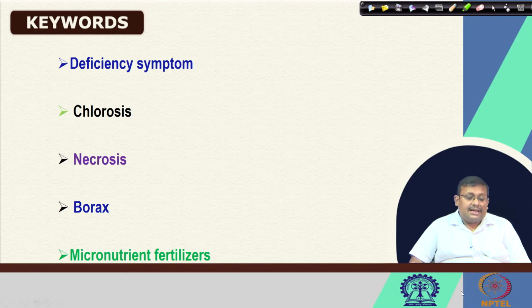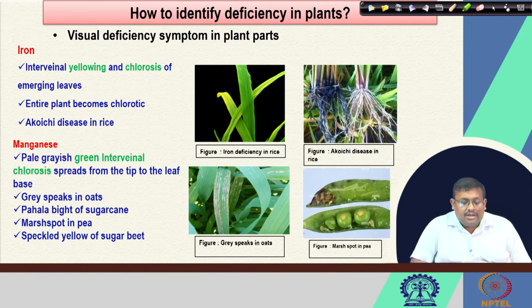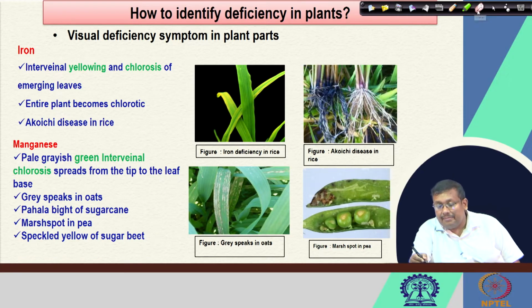Secondly, these are the keywords we are going to discuss in this lecture: deficiency symptoms, chlorosis, necrosis, borax and micronutrient fertilizers. Now, how do we identify deficiency in the plant? There are visual deficiency symptoms in different plant parts. Just like primary and secondary nutrients, micronutrient deficiencies can also be seen visually. Let us discuss some of them.